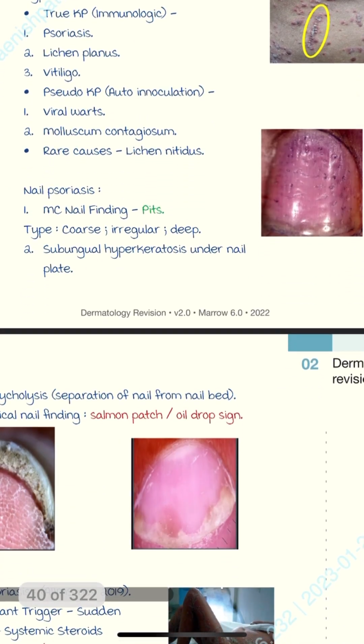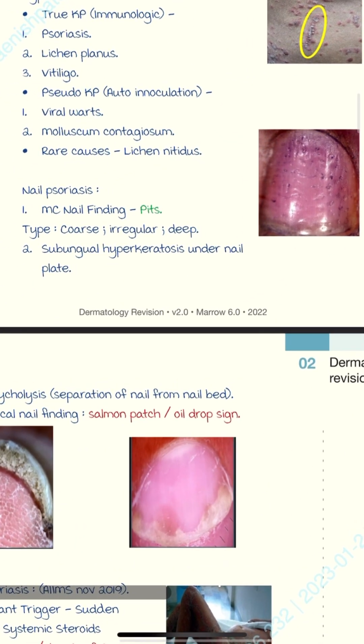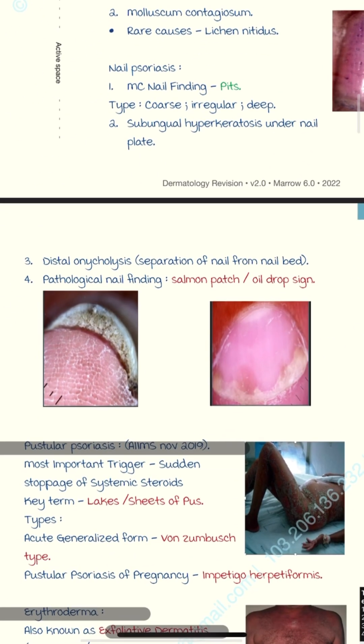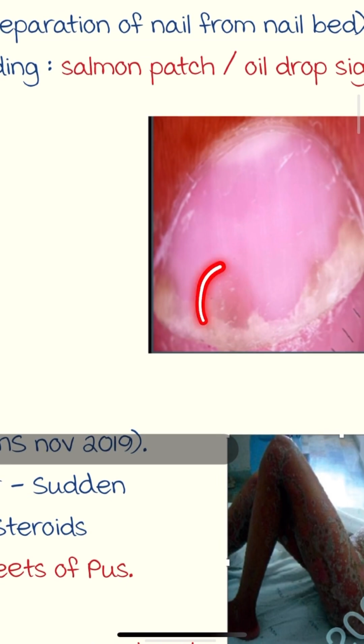What are the nail findings in psoriasis? Here, pits are present. These are coarse, irregular, and deep. Subungual hyperkeratosis under the nail plate is seen. Distal onycholysis, which is separation of the nail from the nail bed, is seen. And the pathognomonic nail finding is the salmon patch or oil drop sign.